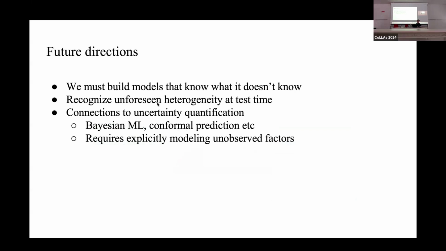It may involve that we need to try recognizing some unforeseen heterogeneity at test time, like test time adaptation or fast adaptation. I saw another keynote maybe tomorrow or Wednesday is about fast adaptation. And also this connects to uncertainty quantification, like Bayesian machine learning or conformal prediction. And also these are some future directions that need to be explored.